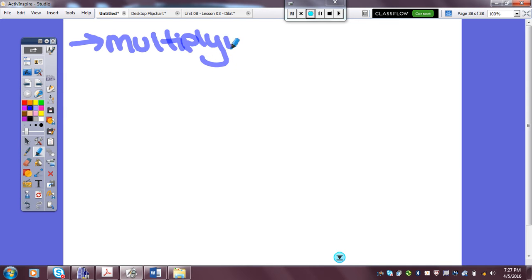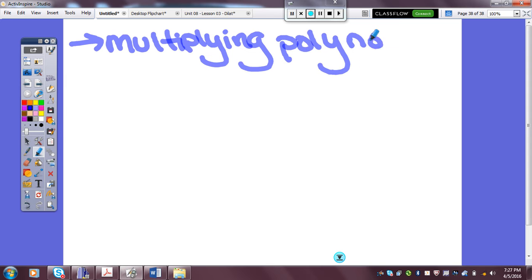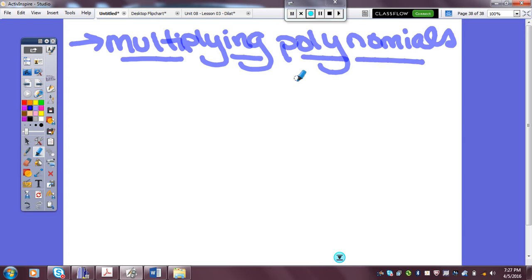Multiplying polynomials. Now notice I'm multiplying, so what do you think I'm going to do with the exponents? I'm going to add them.